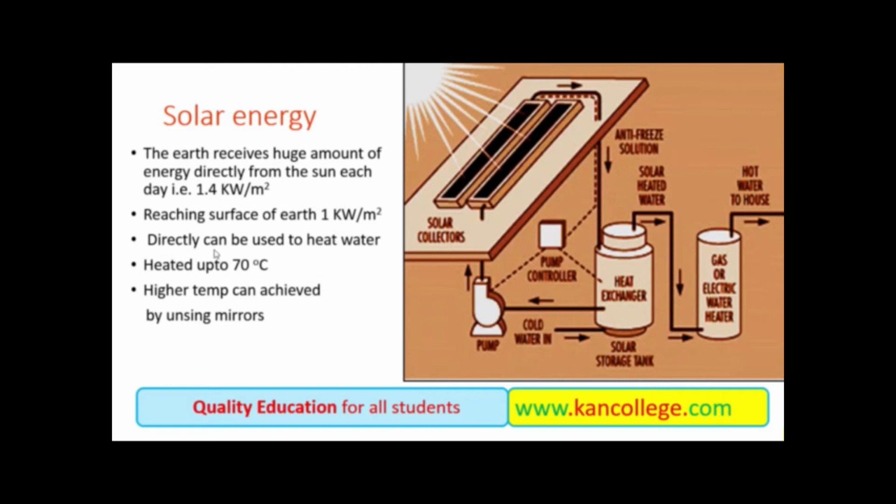Almost directly, it can be used to heat water, and water can be heated up to 70 degrees centigrade, which is large enough, and a higher temperature can be achieved by using mirrors for concentration of the light. So concentrated light from the mirrors, when it converges on the water, can heat it up to many hundred degrees centigrade.